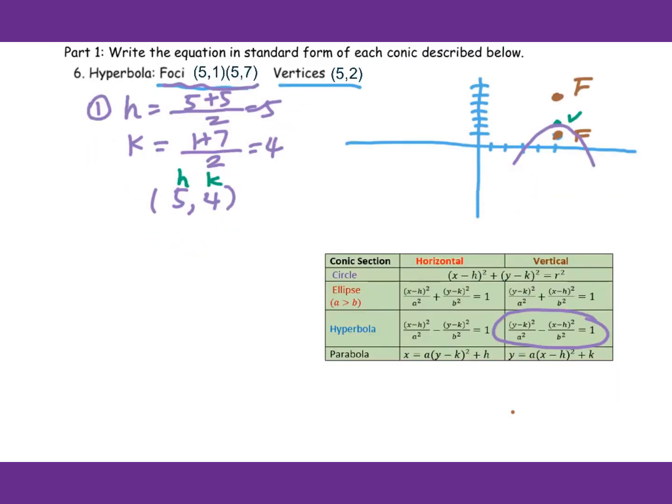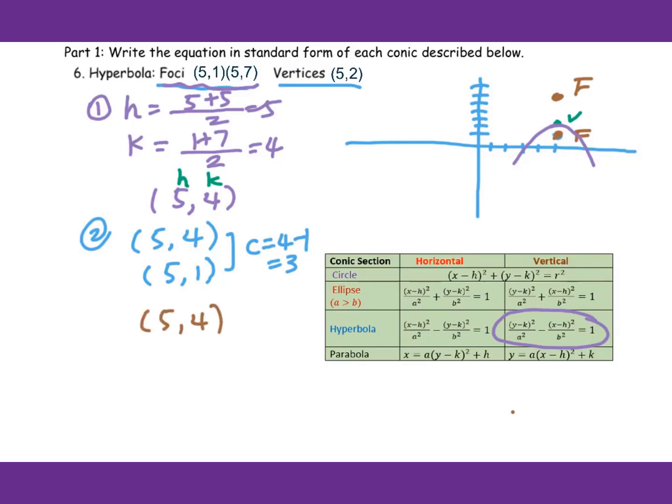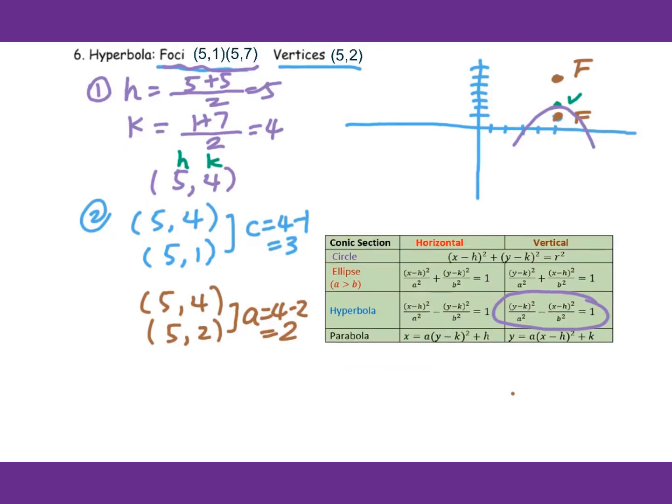Then from the center, you can get c, the distance from center to foci. That's c equals 4 minus 1 equals 3. And from center, go to vertex. That will be a equals 4 minus 2 equals 2. Remember, for hyperbola and ellipse, a and b are always followed by the arrow. For this a, that's vertical.